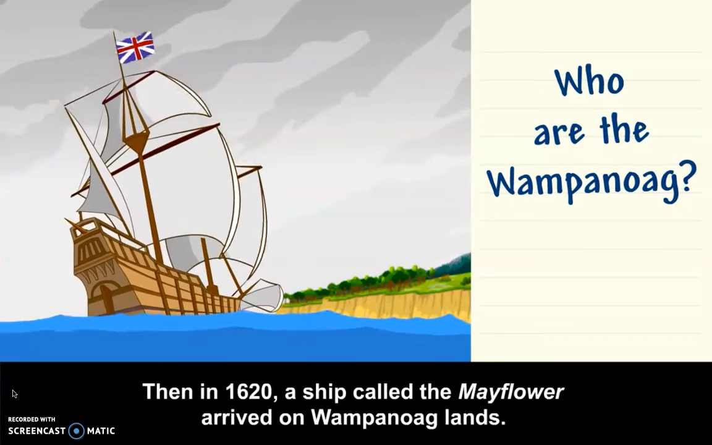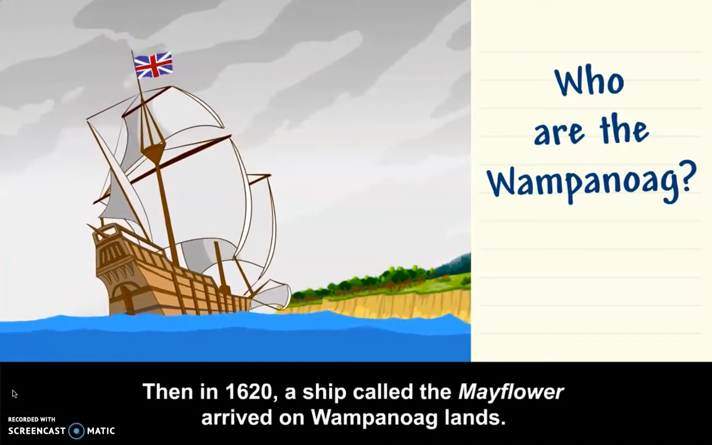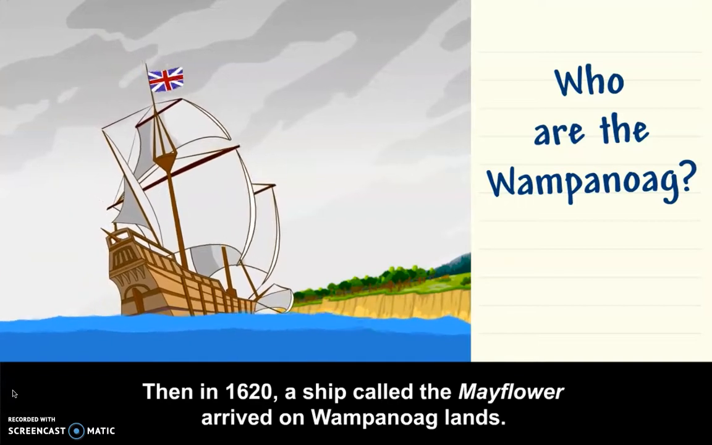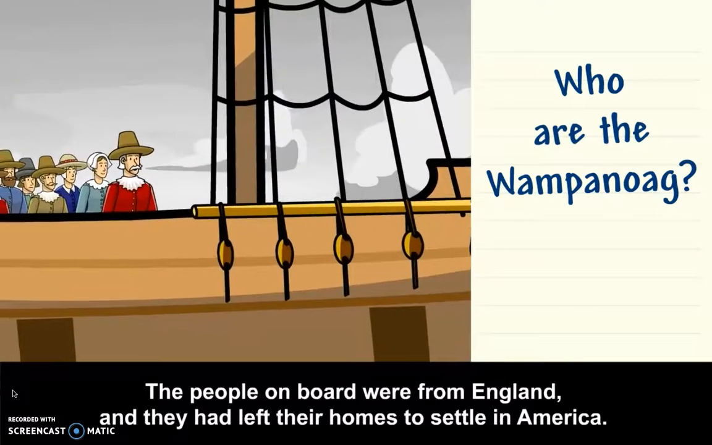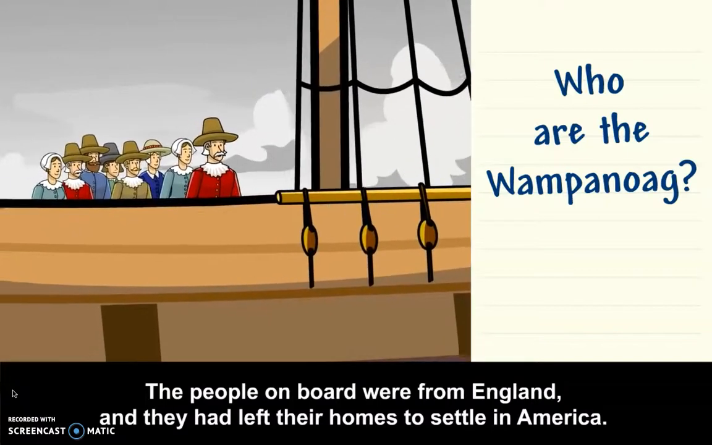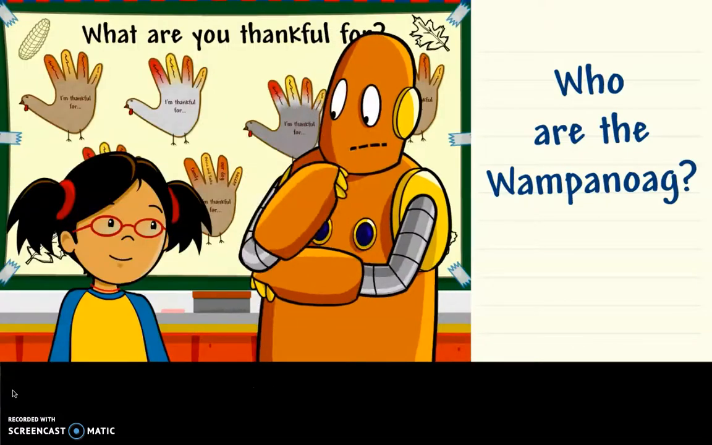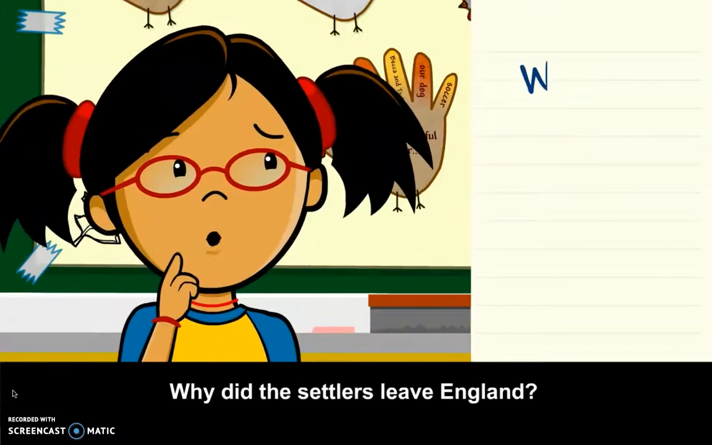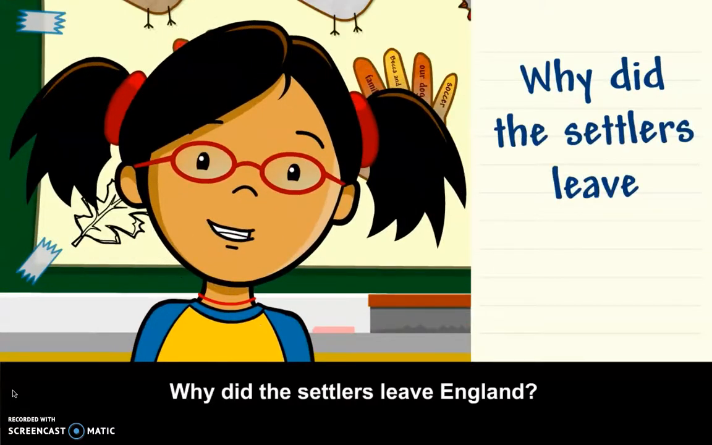Then, in 1620, a ship called the Mayflower arrived on Wampanoag lands. The people on board were from England, and they had left their homes to settle in America. Why did the settlers leave England?